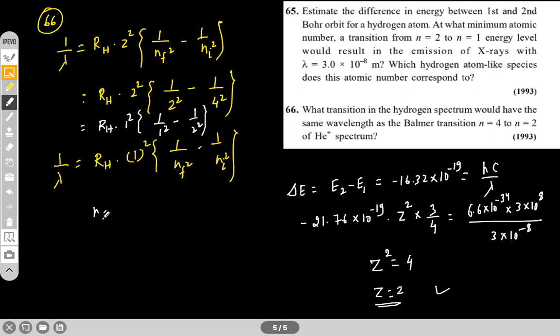So NF should be 1 for this, and NI should be 2. So the 2 to 1 transition gives the same wavelength as we get in the case of the He plus Balmer series transition, that is the N4 to N2 transition. Correct? So this is the question we have discussed.